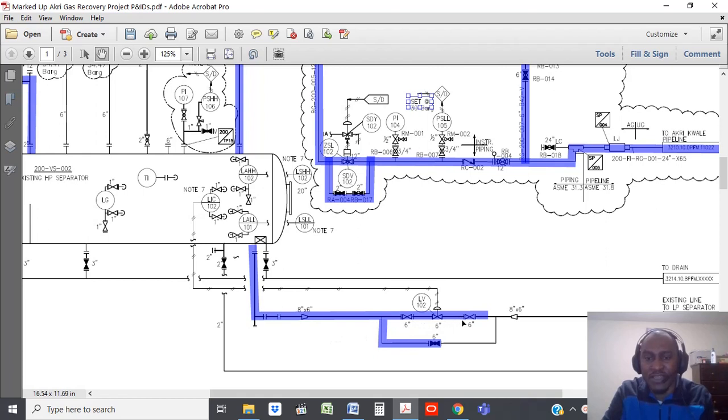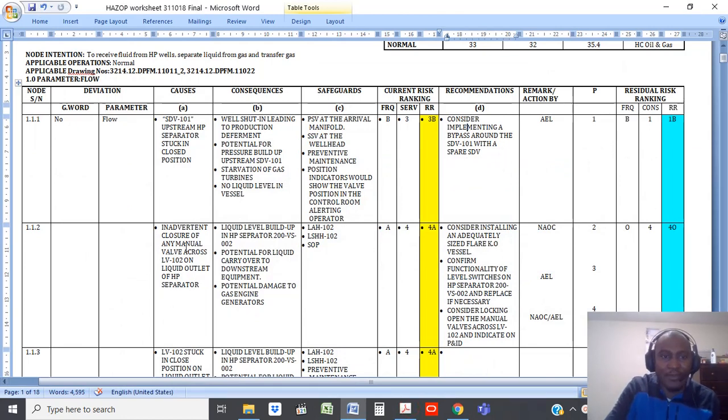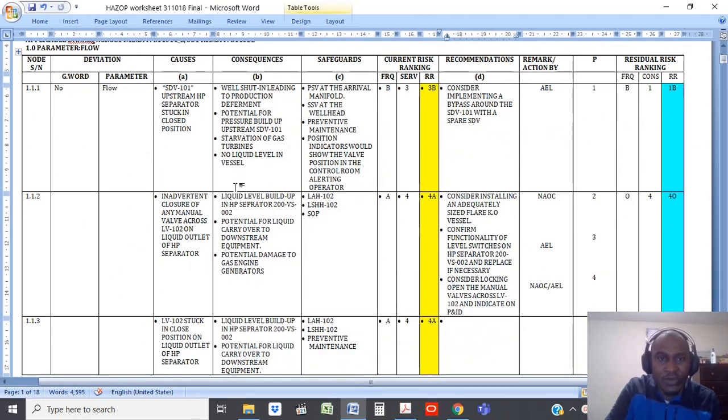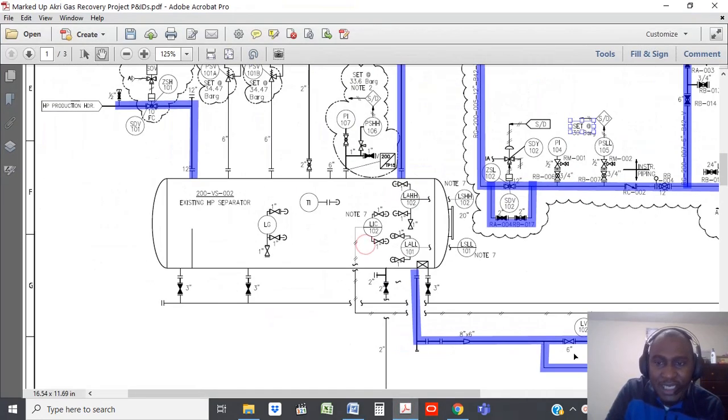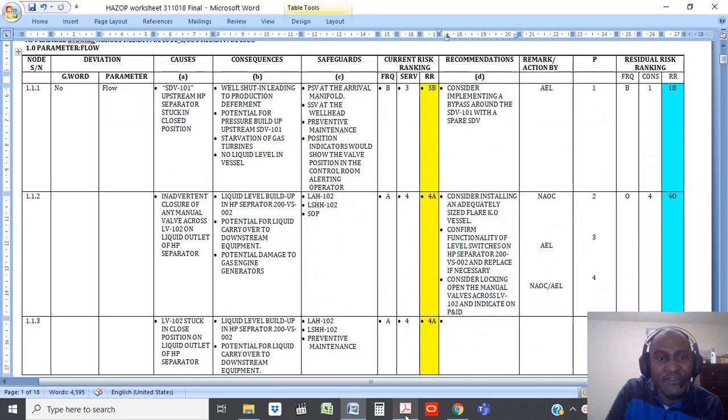So if any of these manual valves is inadvertently closed, that would lead to no flow in the liquid leg. What are the consequences from that? There would be a liquid level buildup in the HP separator. No liquid is evacuated from here, only gas. The liquid would start to rise until the vessel is full, and you don't want that.